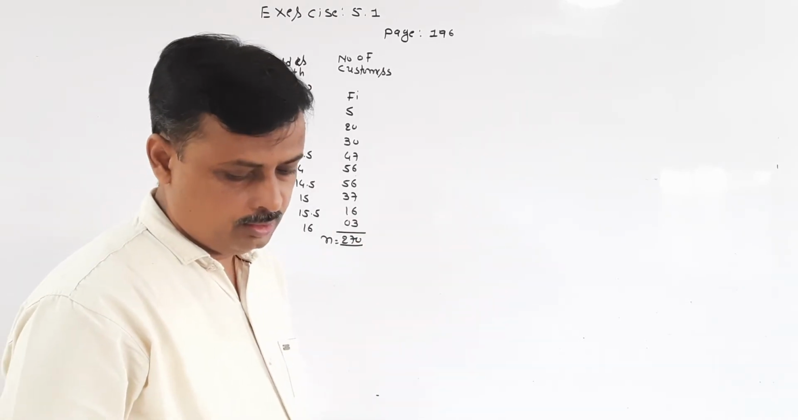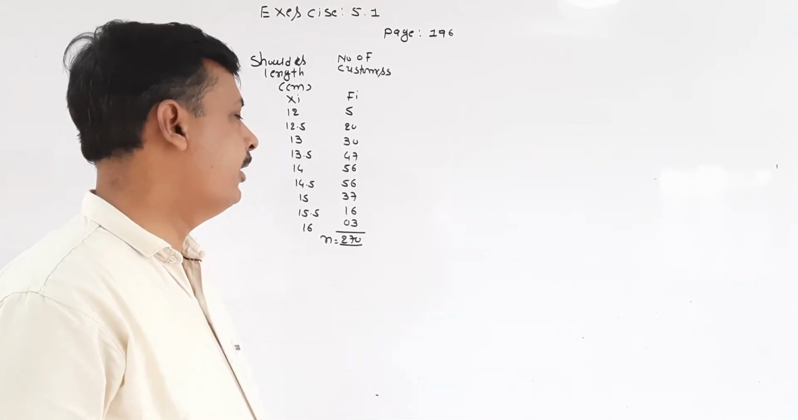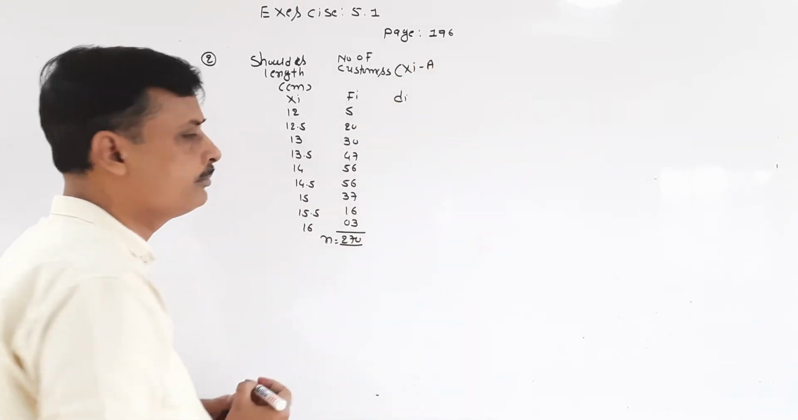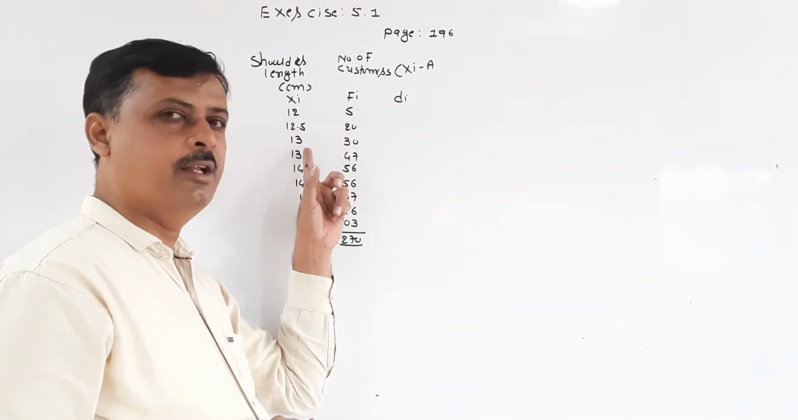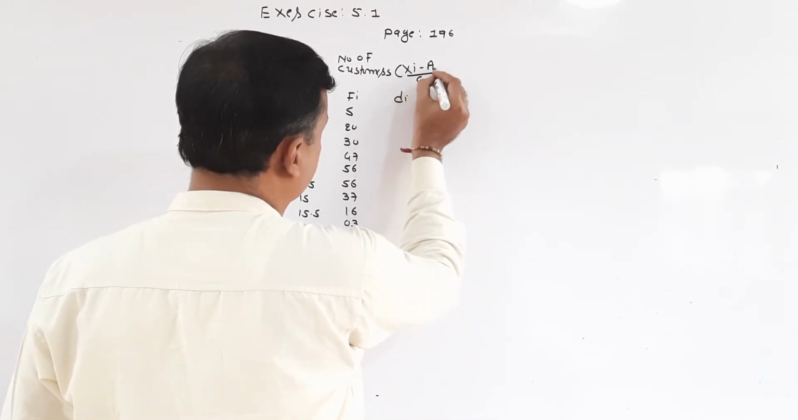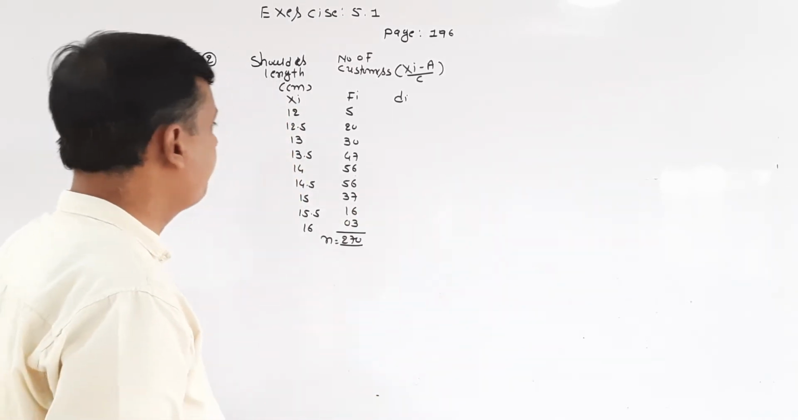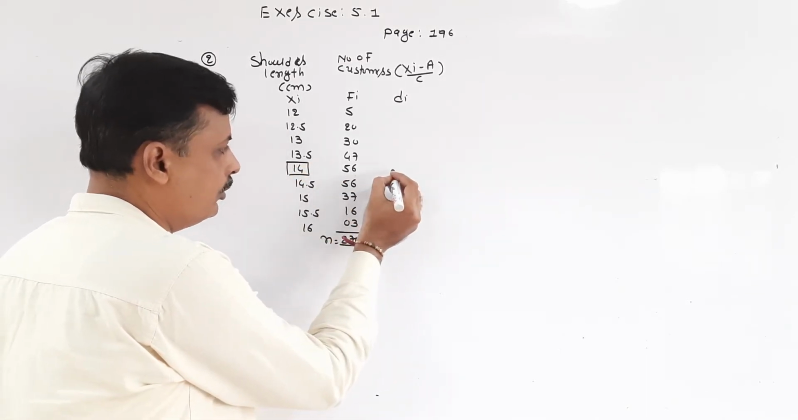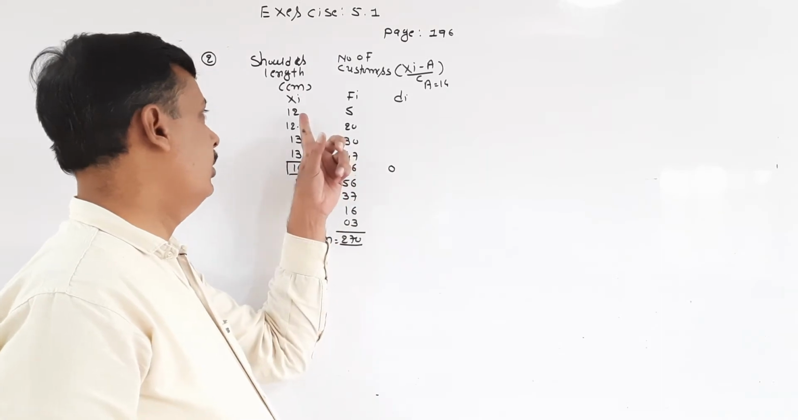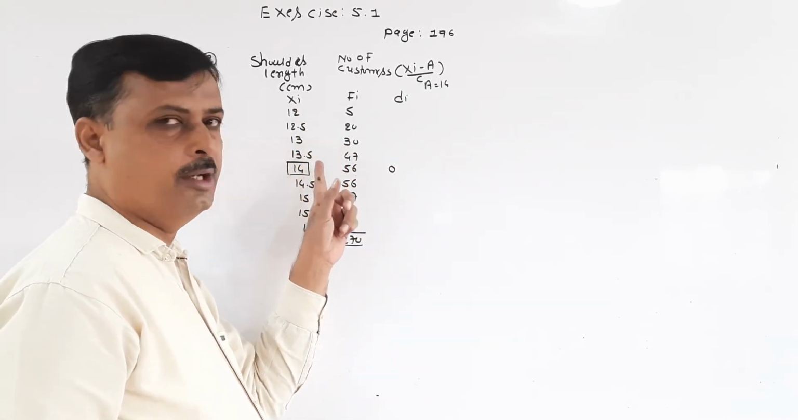Now here we have two options, fixi and fixi square. I am taking fidi. di is equal to xi minus A divided by C. And here 12, 12.5, 13, 13.5, the class length is 0.5, so we divide by C. You can assume any value. I am taking 14, and put 0 in front of it. A is equal to 14. So 12 minus 14, and C for class length: the length between 12, 12.5, 13, 13.5 is 0.5.